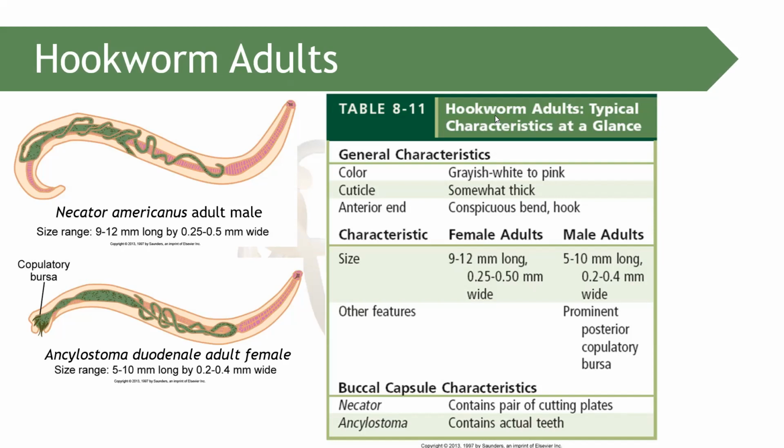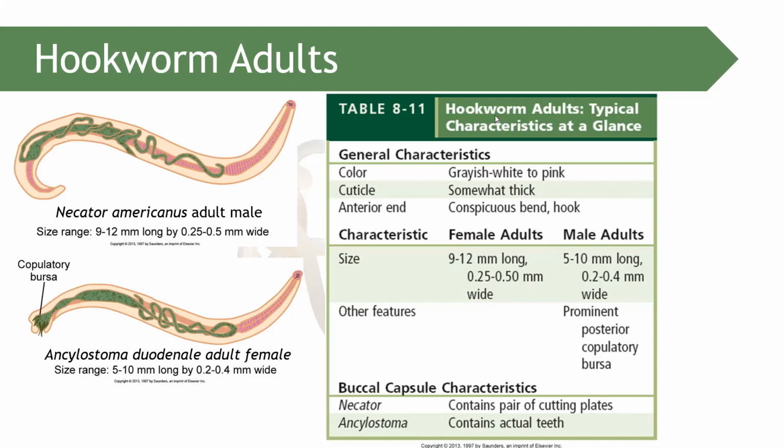Okay? So for the color, grayish pink to grayish white to pink, cuticle is somewhat thick, anterior end is conspicuous bend and hook. Kaya siya tinawag na hookworm. It is because of the anterior end, hook-like. Kaya siya nakakapag-attach din sa mucosa ng ating intestine. O, yun, nasagot na natin ang tanong. Bakit hookworm? Because of its anterior end.